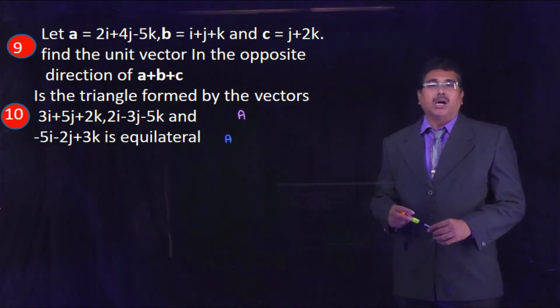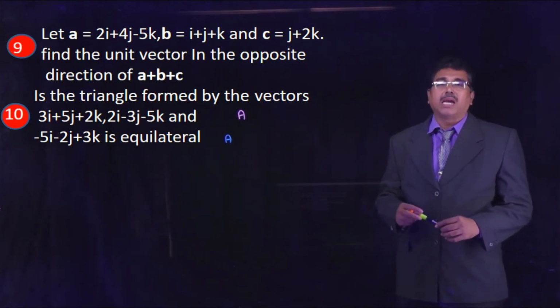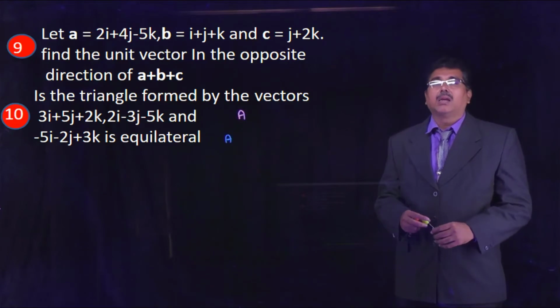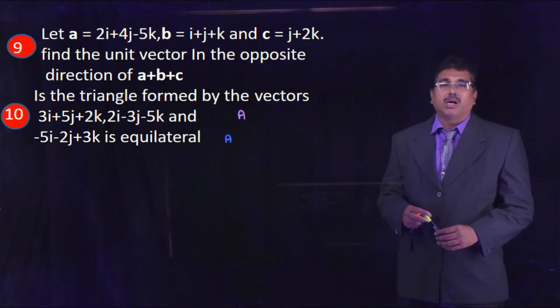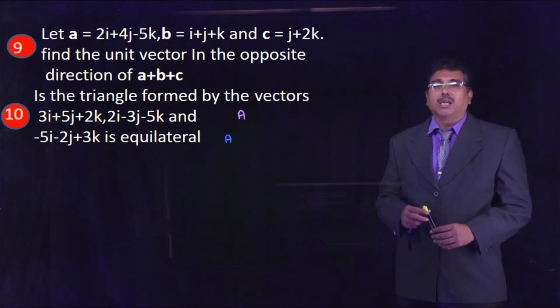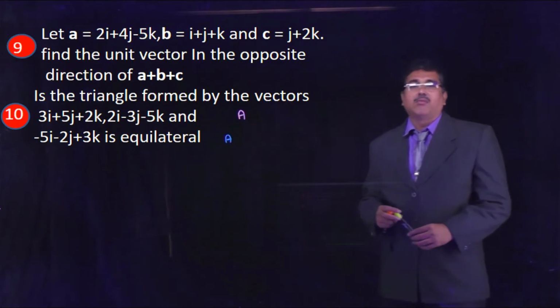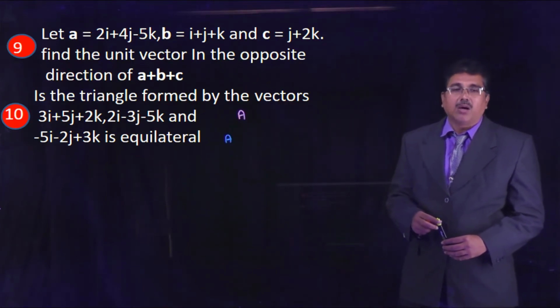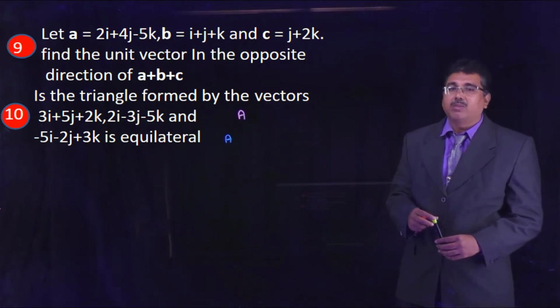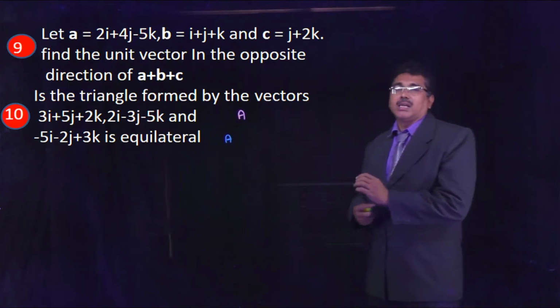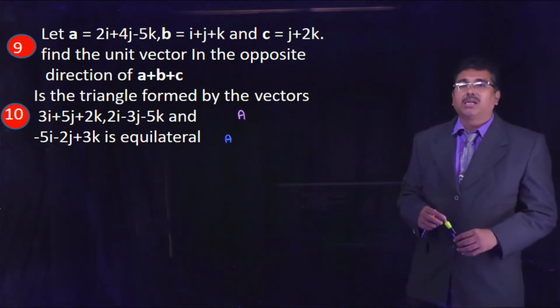Let a bar is equal to 2i bar plus 4j bar minus 5k bar, b bar is equal to i bar plus j bar plus k bar, and c bar is equal to j bar plus 2k bar. Given three vectors a bar, b bar and c bar, find the unit vector in the opposite direction of a bar plus b bar plus c bar.